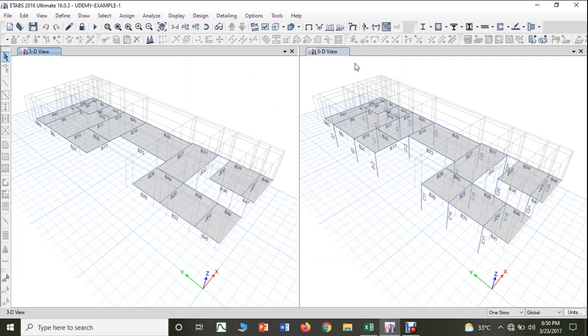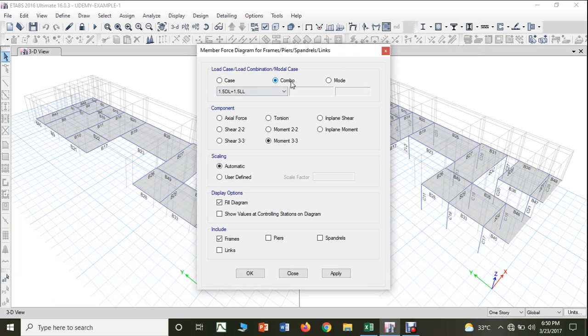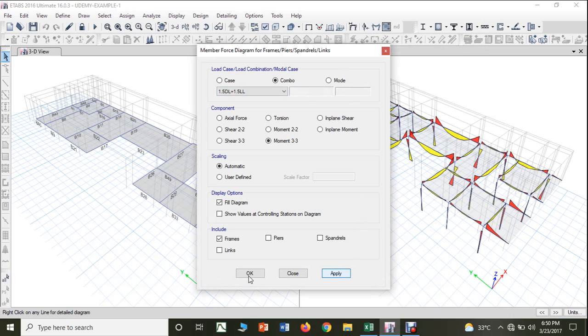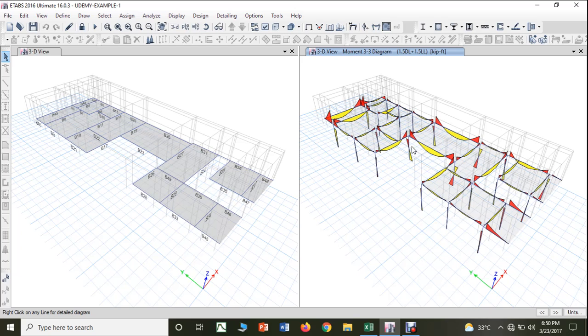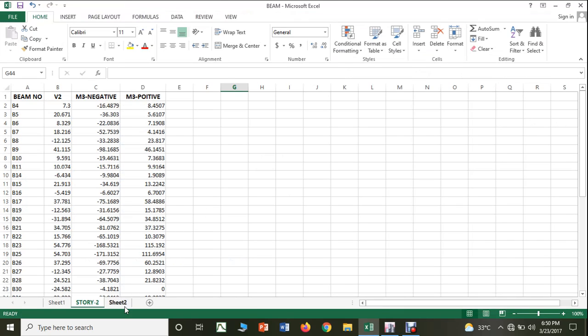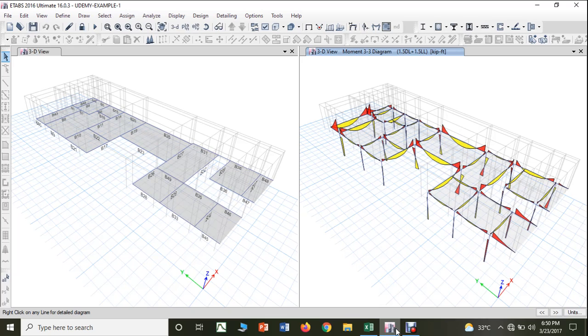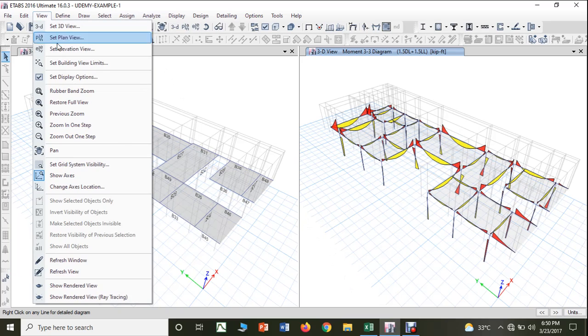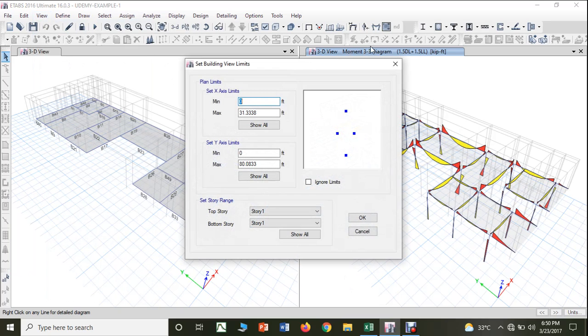Now, if you want to have the forces and moments, we are going for the dead load combinations. If I apply it, you can see the moments and the second force can be seen. Now in the same manner, let us start finding out the moments of each member of the corresponding story, that is, story 1 we have chosen.